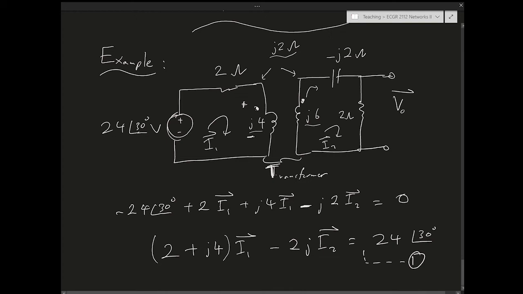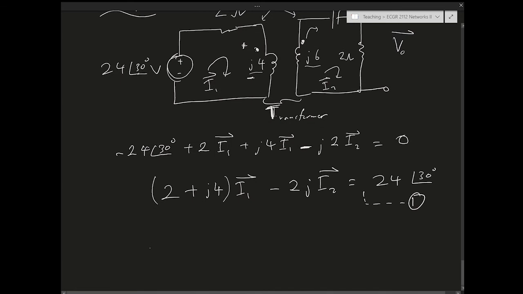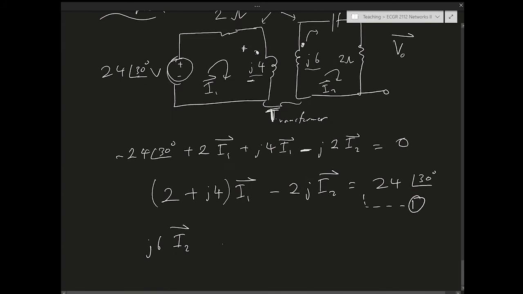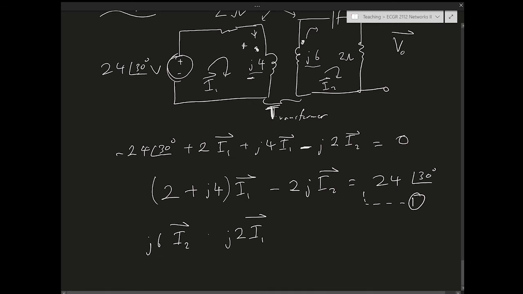And now I want to write equation number 2. So let me go through the second loop. Through the second loop, I have j6 I2. This is the self term. Right, simple enough. And then I want to put in the mutual term. The mutual term is j omega M, which is j2 ohms times I1. Now what's the sign here? Well, I1 is entering the dot, so this would suggest that there's no sign flip at the beginning. So this could be positive, but we have to continue now.